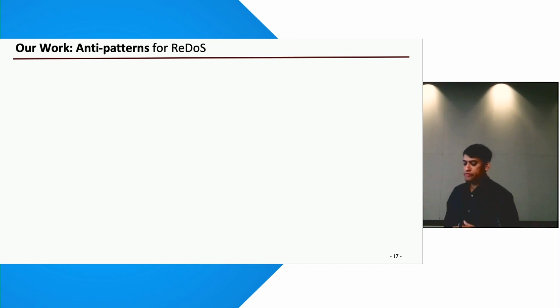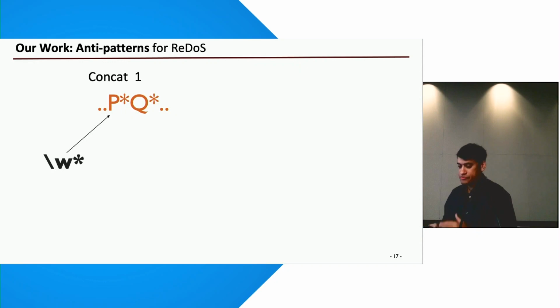Now let's see 2 of the anti-patterns. So we'll start with concat 1. It says that if a regex has a sub-regex P star Q star, and the quantified parts P star and Q star can match some shared string, then the regex will be vulnerable to ReDoS. Now, if P here is represented by \w, and Q here is represented by \d, for example, the resulting regex would look like \w star \d star.